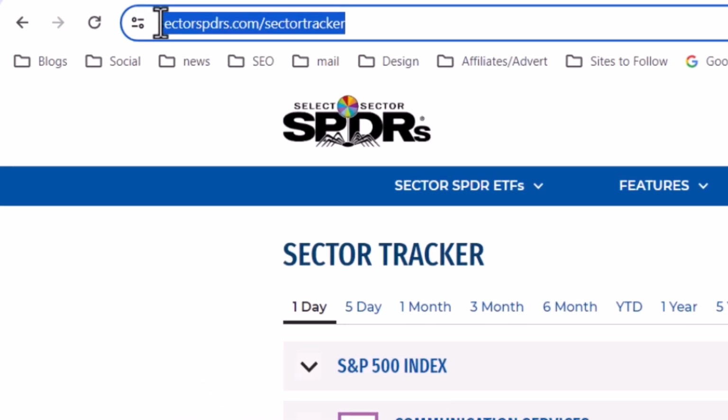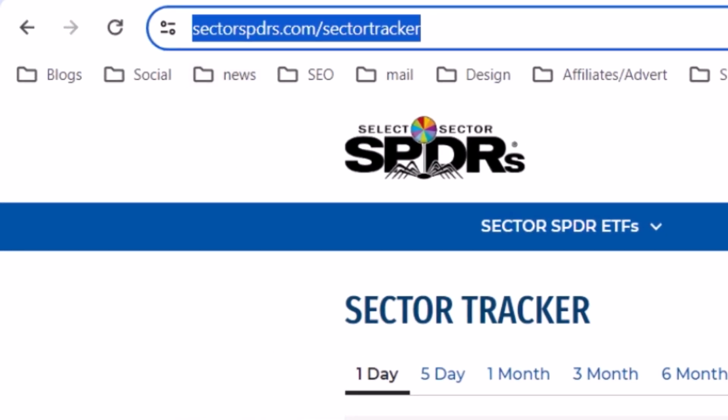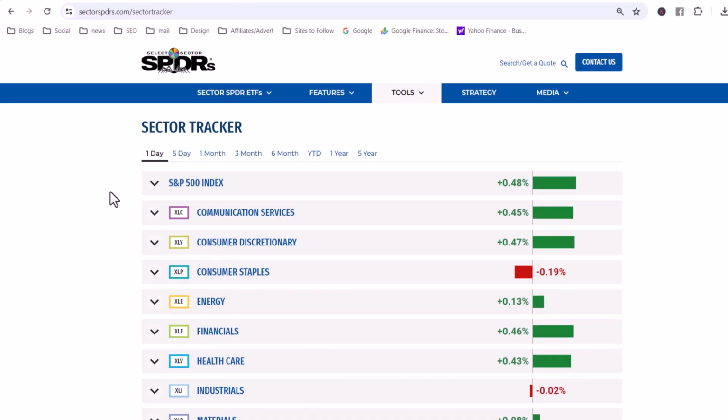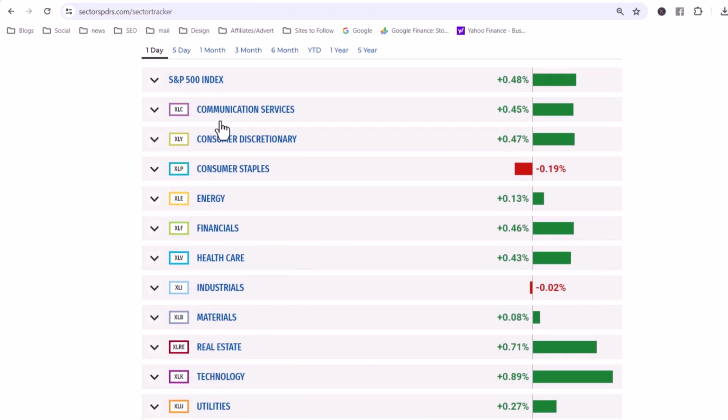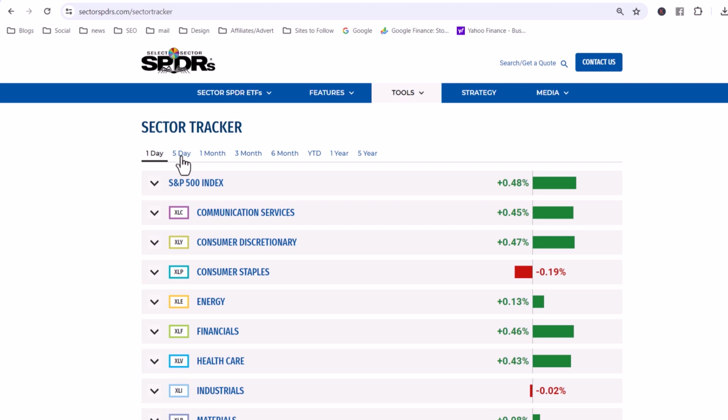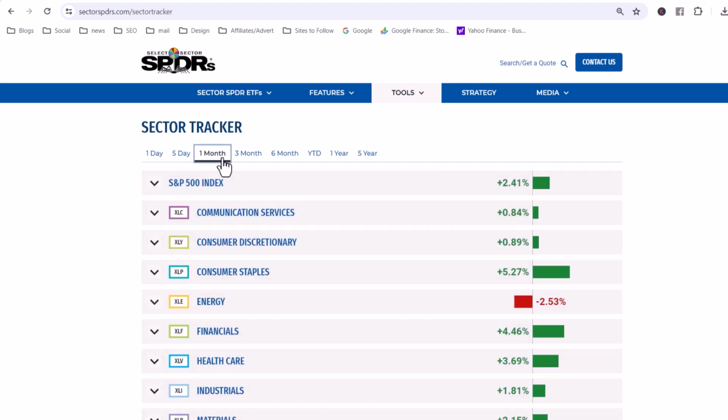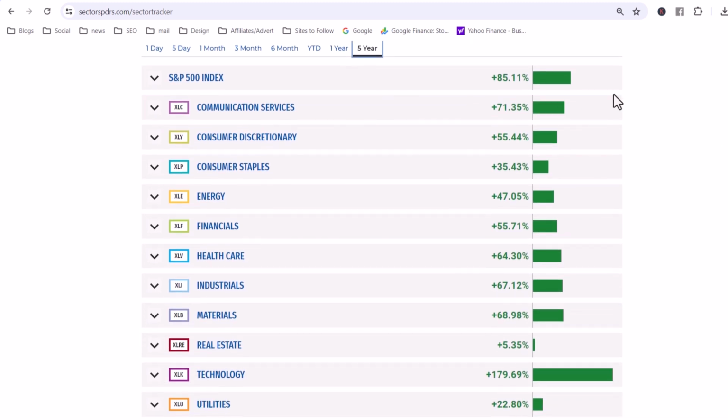I use the sector tracker from sectorspiders.com every week in our Monday market update, to show you that big picture idea. Here you'll find each of the 11 stock sectors, those bird's eye view groups of stocks that sell for a common theme like energy, real estate, and healthcare. You can toggle through here and see how the stocks in each group did over the past day, week, month, all the way up to 5 years.